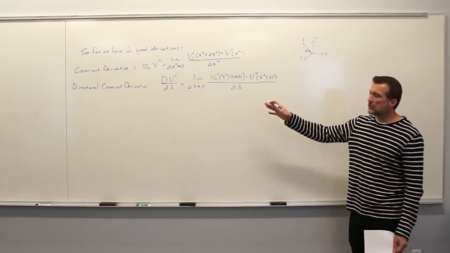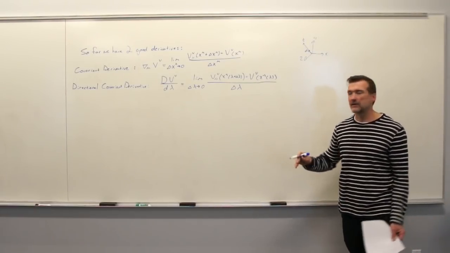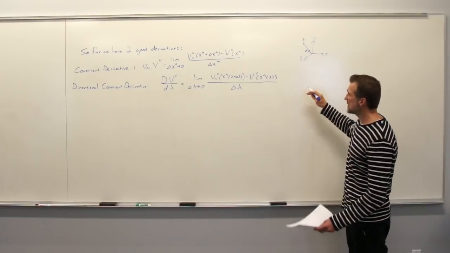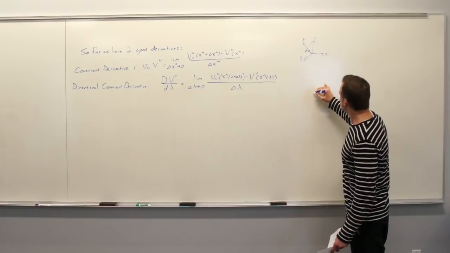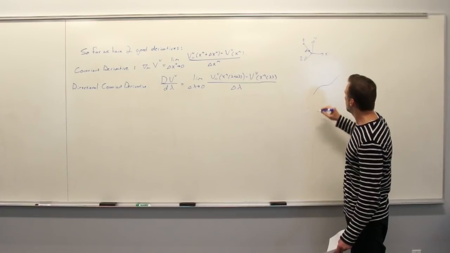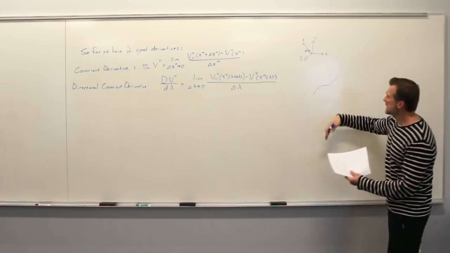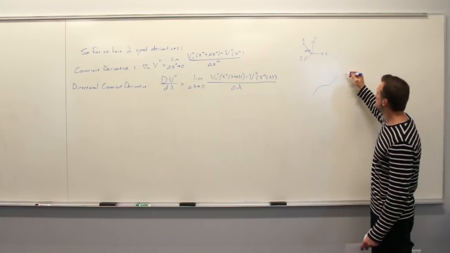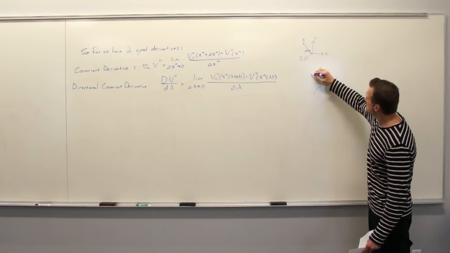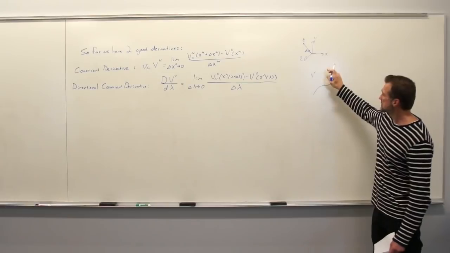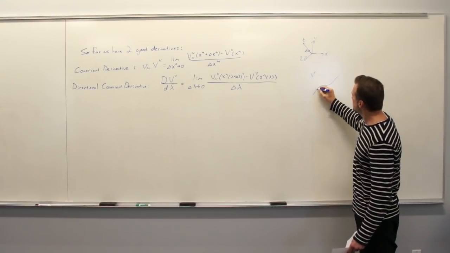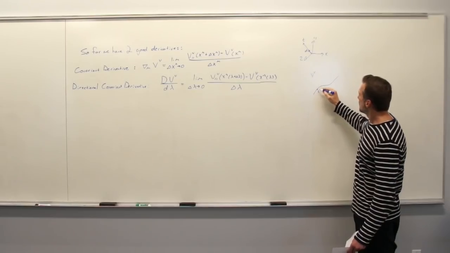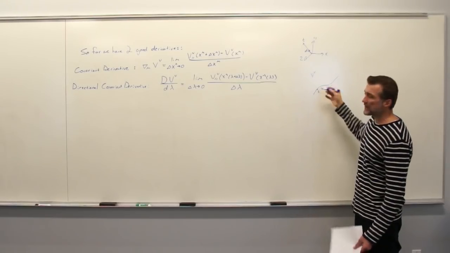Now the directional covariant derivative is a slightly different thing, because what it says is, forget about the space for a moment, and let's just take a curve. So I've got my space, and I've got some curve through the space, and I have some vector field, so there are values of vectors all around the space. If I pick some point on the curve lambda, then the vector field is going to have a value there.